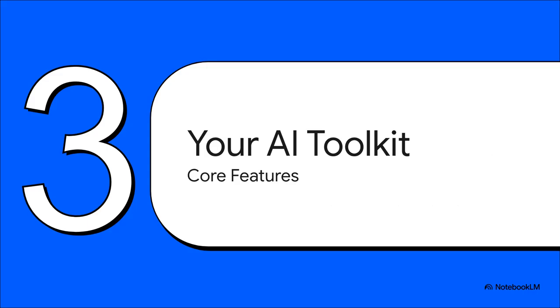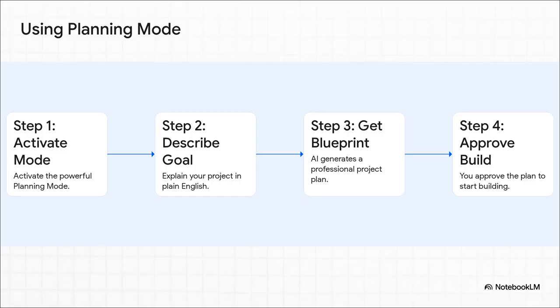All right, let's talk about your AI toolkit. What are the core features you actually get to command? So first up in your toolkit is planning mode. This is incredible. It's like having an expert AI project manager. You just describe your goal in plain English, and it spits out a professional project blueprint, a whole plan of attack, before a single line of code is written. Once you approve that plan, the build starts.